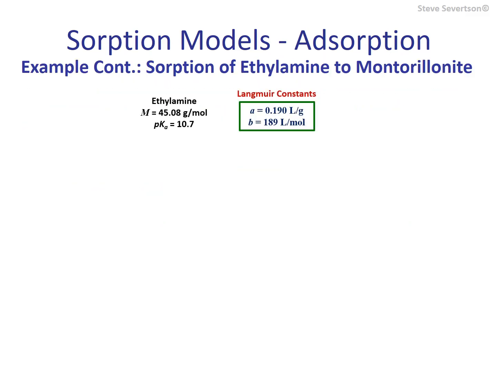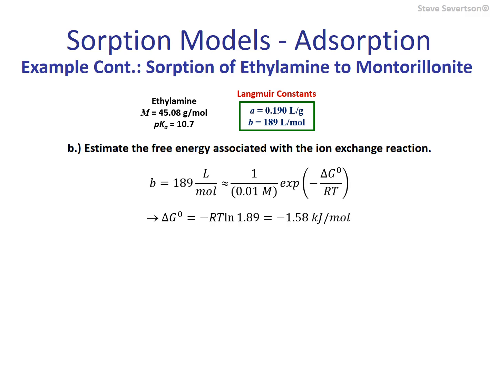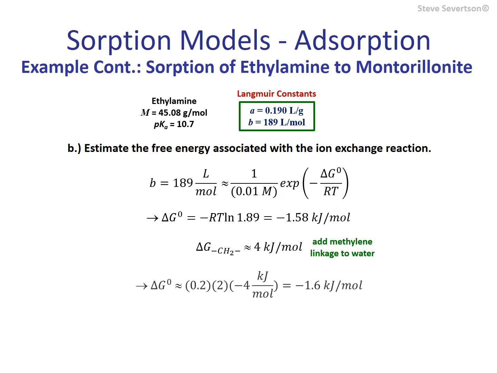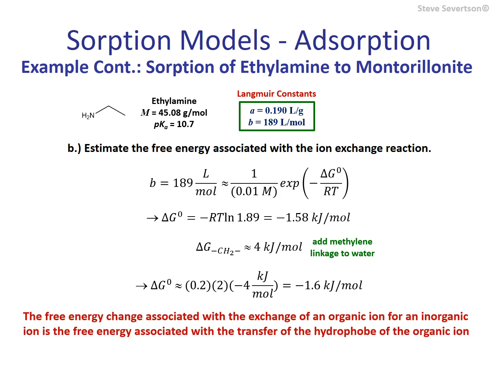With the constant B in the sodium chloride concentration, we can estimate the free energy for the ion exchange reaction, which is part B of the example. Interestingly, the free energy associated with the transfer of a methylene linkage out of water is about 4 kilojoules per mole. If we assume it's about the same for a methyl group and take 20% of the free energy associated with the transfer of 2 methylene linkages out of an aqueous solution, it should be close to our free energy value. Well, it is, emphasizing the more favorable environment near the interface of the solid.